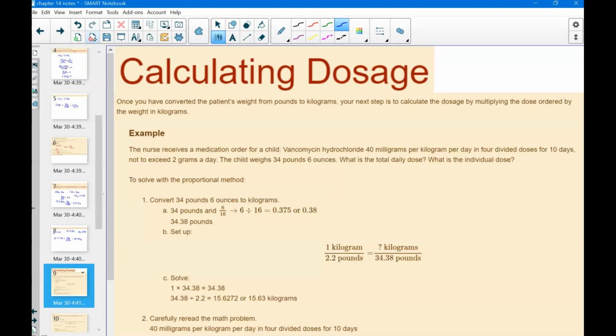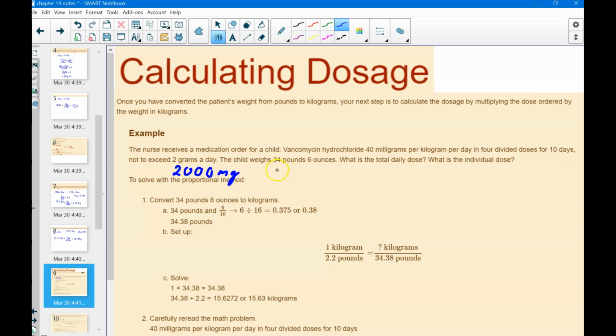So the final part of this is calculating dosage. And it's essentially the same thing initially, but it gets more involved because it's a dosage calculation. So example right here: a nurse received medication for a child, 40 milligrams per kilogram in 4 doses for 10 days, not to exceed 2 grams per day. Keep in mind, 2 grams per day is 2,000 milligrams. That kind of gets you off track because they change the units on you.